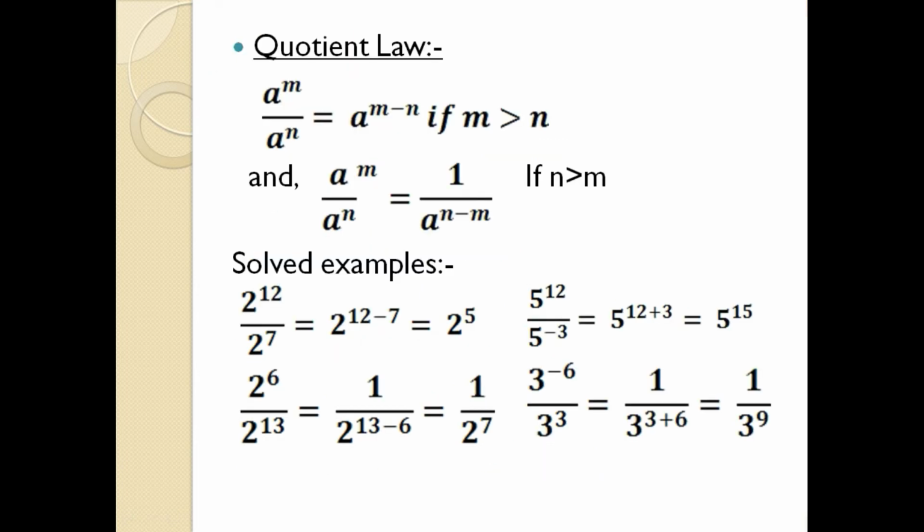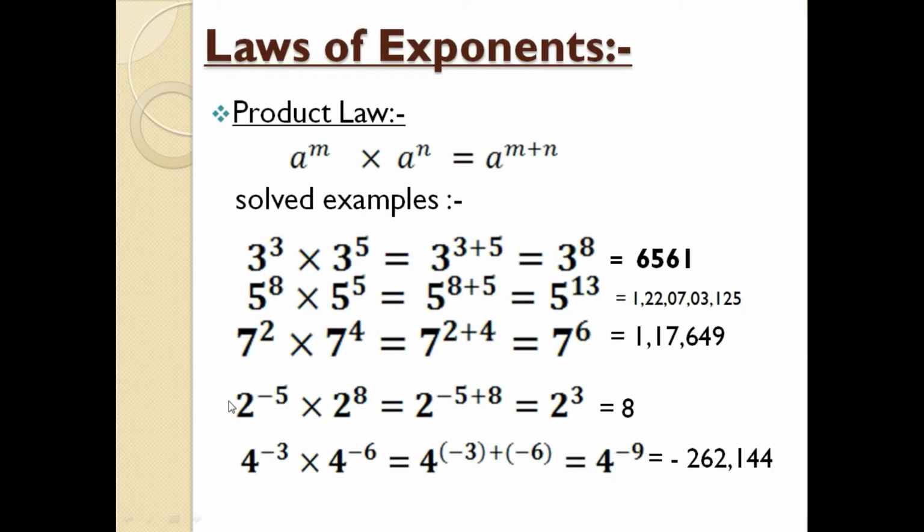Then here, this is 2 raised to minus 5 into 2 raised to 8. So this 5 is a minus. So what we will do here, 2 raised to minus 5 plus 8. So plus minus minus. So 8 minus 5 will become 3. The answer will come 3. But here the bigger sign is plus, so that's why this 3 will be plus. So 2 raised to 3 is 8.